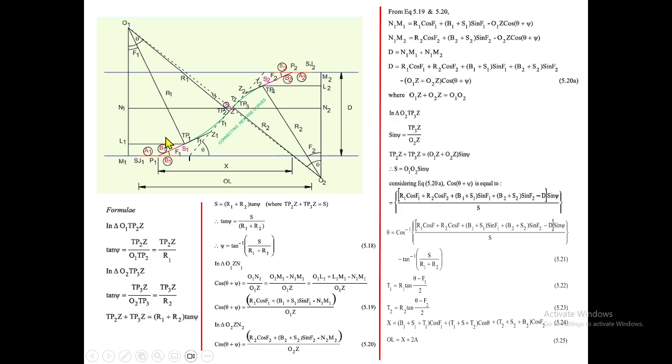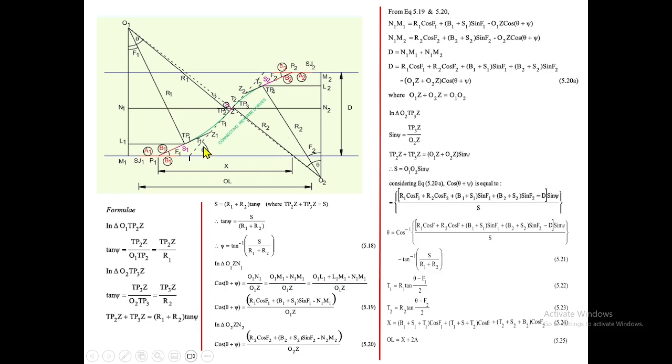Here, first we are finding this psi angle. We form the psi angle equation first: tan psi equals TP2 Z divided by O1 TP2. This is the tan, opposite over adjacent side, and we form the equation like this. In place of O1 TP2, we substitute R1, this is our R1 radius, because the two radii are also differing here.